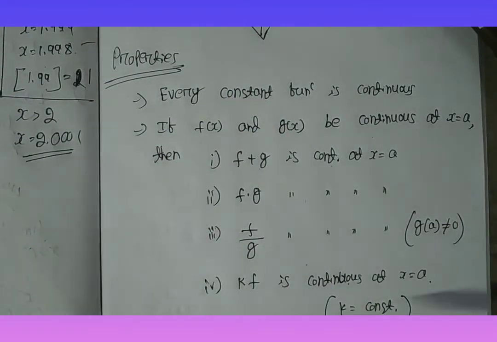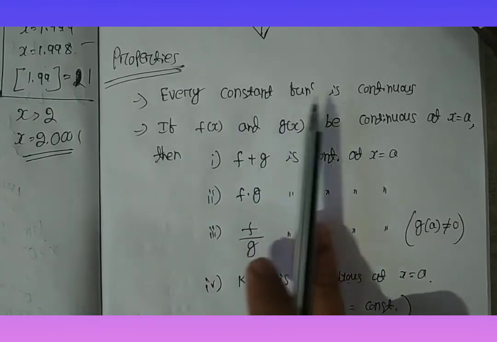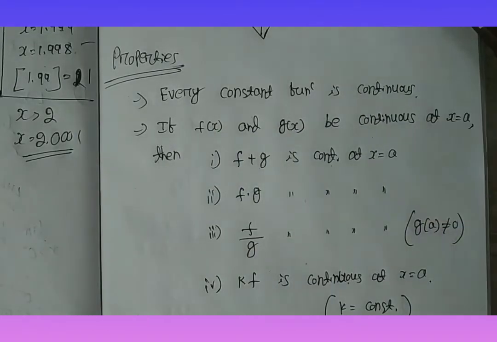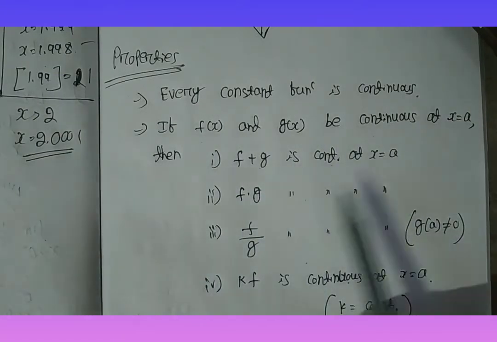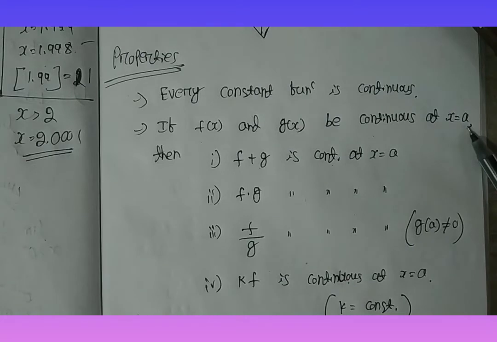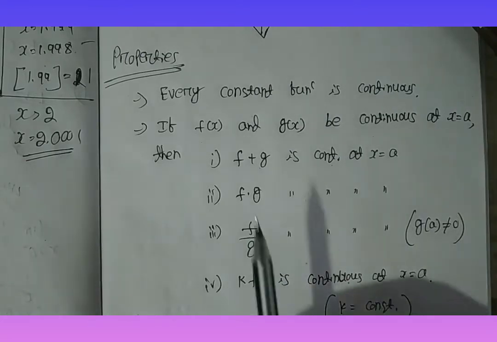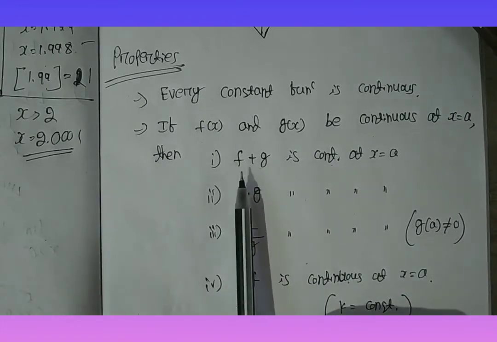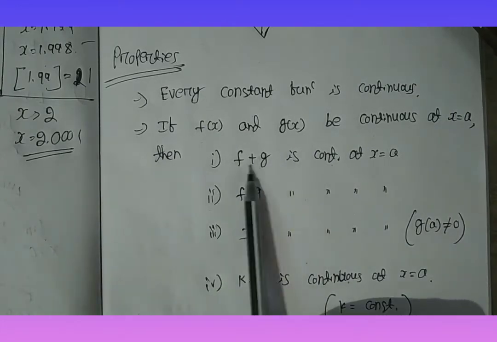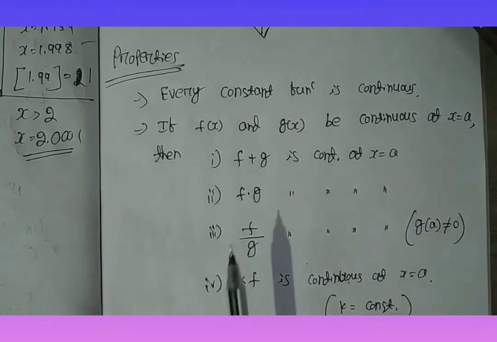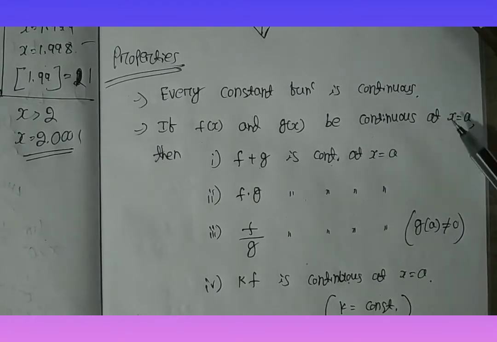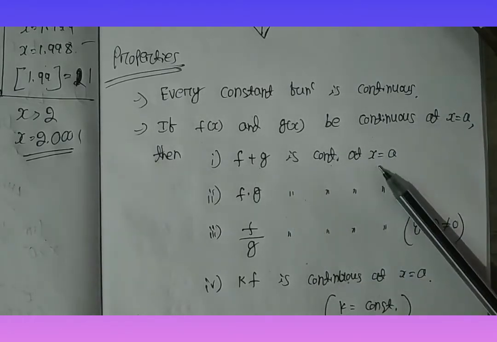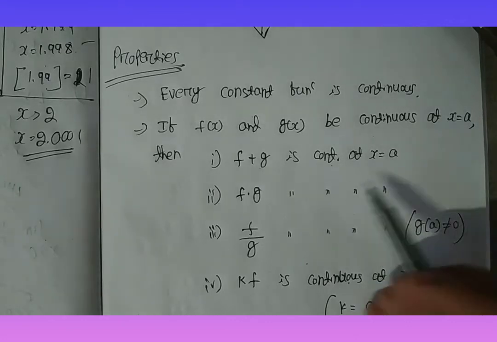Properties of continuous functions. First property, every constant function is continuous. Remember that. Second, if f is a function, g is another function, and both are continuous at a particular point, that point is the same, x equal to a. If both are continuous, then f plus g is also continuous. Multiplication of f into g is also continuous at that particular point. Suppose it is x equal 1, then it is also continuous at x equal 1, not x equal 2. We cannot say it is continuous at x equal 2.